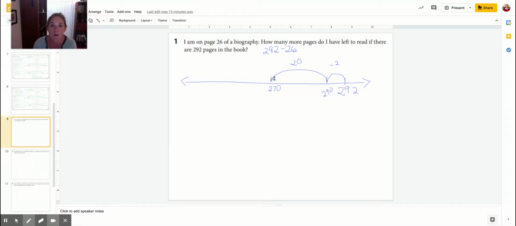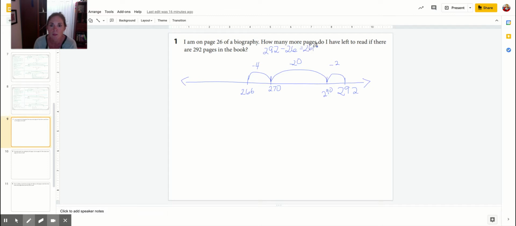I need to take 4 more away. And I know that 10 minus 4 is 6, so that must mean that if I take 4 away here, I land on 266. So the answer is that I have 266 pages left.